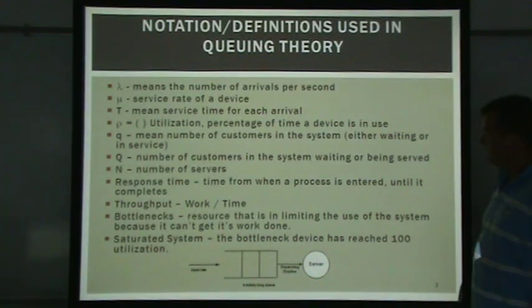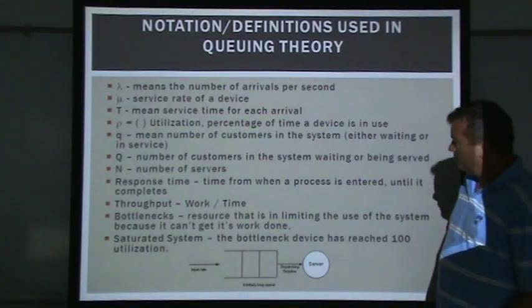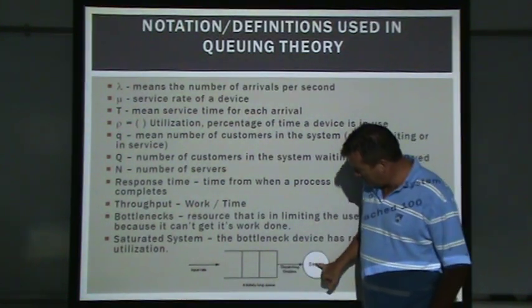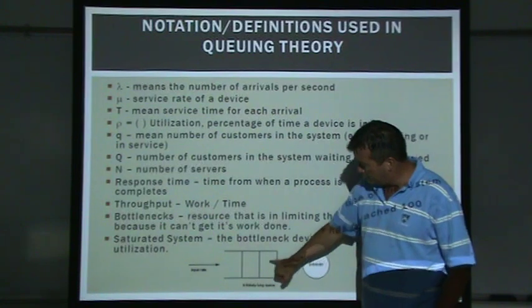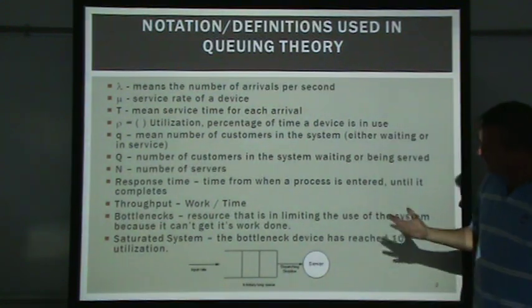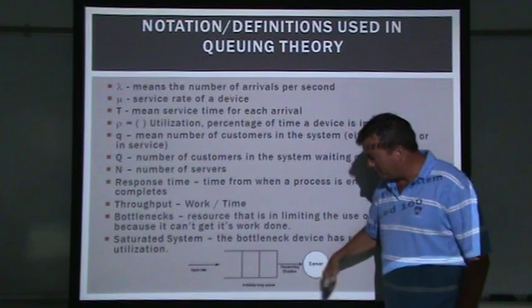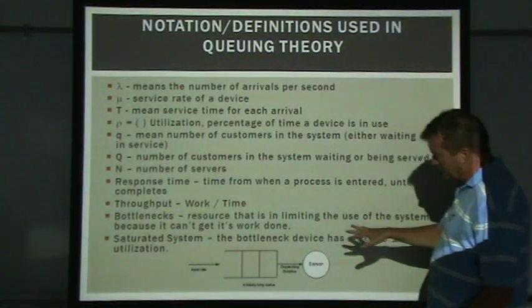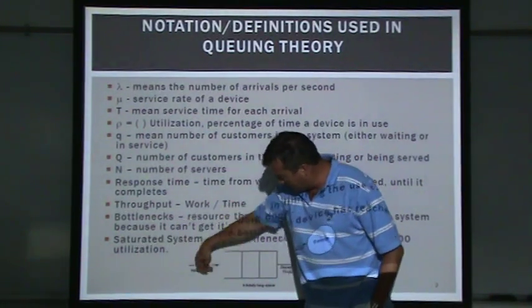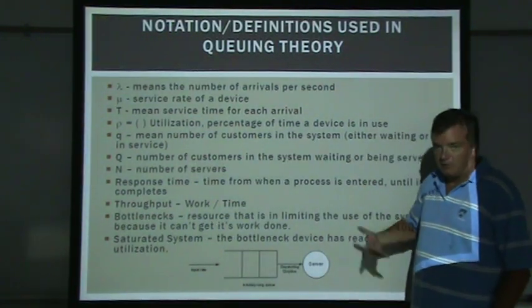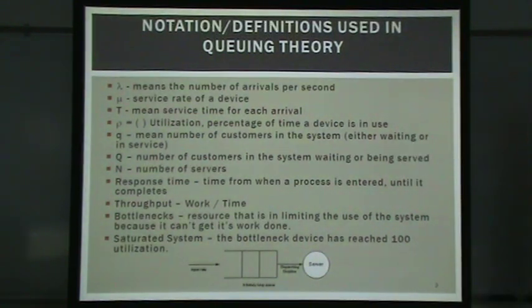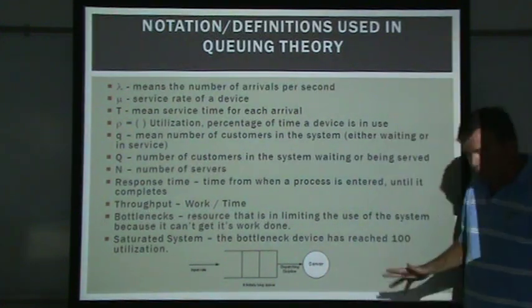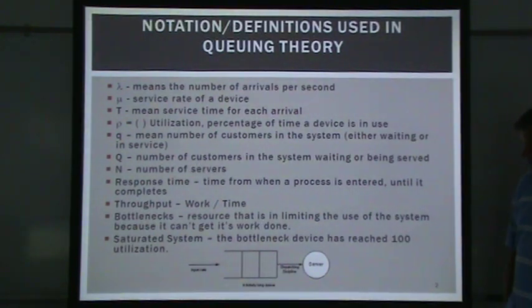Other things we might want to know: what is the mean number of customers in the system at any given time? If one is in the running state and 2 are in the ready state, then the total is 3. We might want to analyze how many are in the queue at a time. The response time for any system would be the time from when you came in until the time you're done. That would be the response time, or turnaround time. The throughput of a system is the amount of work it can get through per time. So if it can do 4 jobs per minute, that's its throughput.